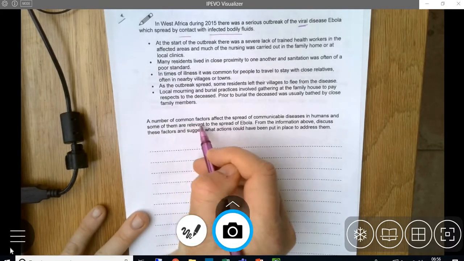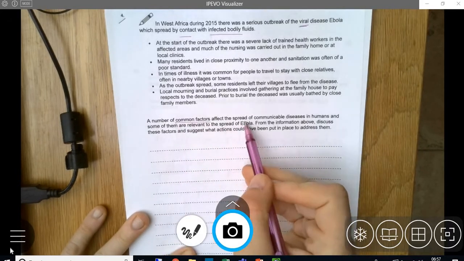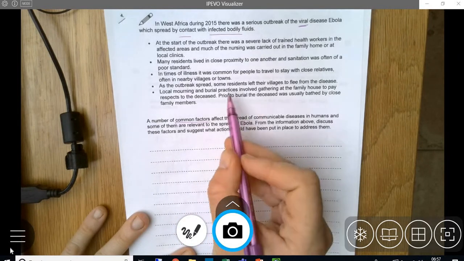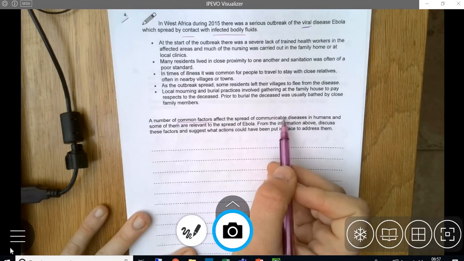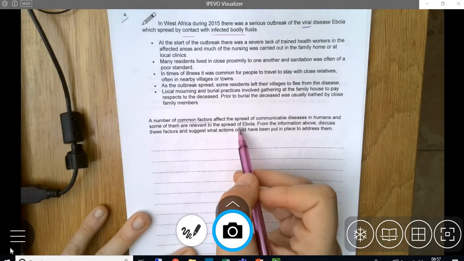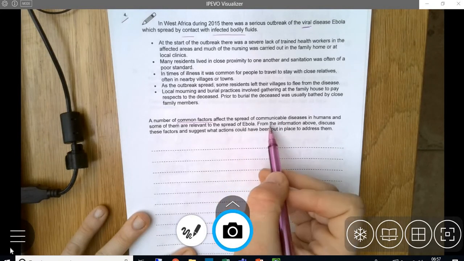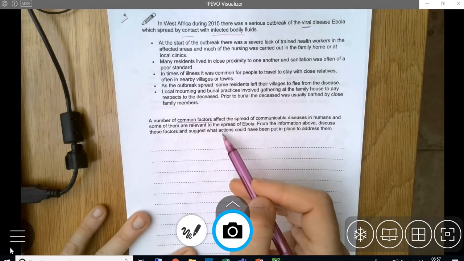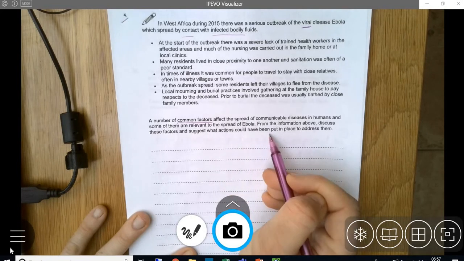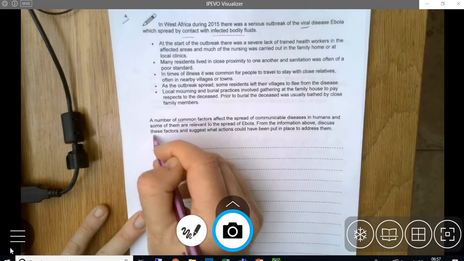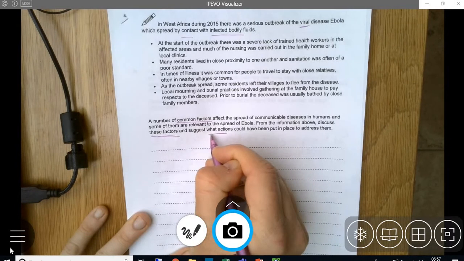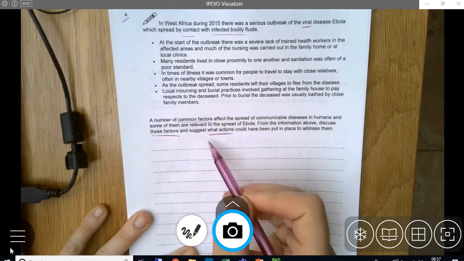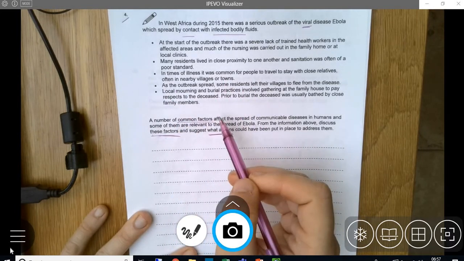It says a number of common factors affect the spread of communicable diseases in humans, and some of them are relevant to the spread of Ebola. We know about how communicable diseases are spread, we've talked about that. From this information, discuss these factors and suggest what actions could have been put in place to address them. So we need to think about the factors and what actions could have been put in place. The factors are all here. The actions are what we need to then think about.